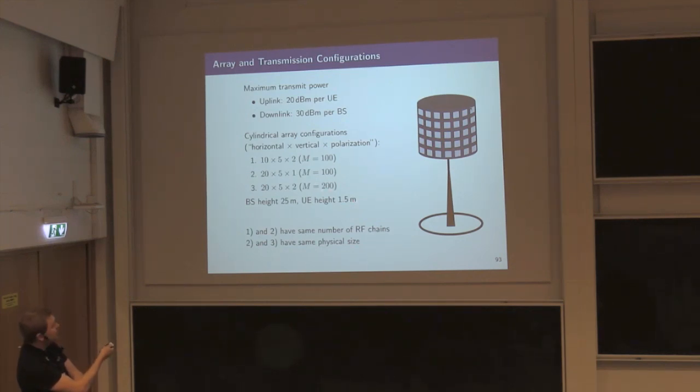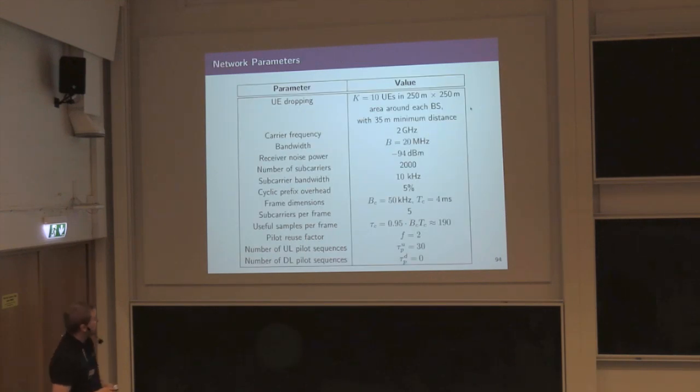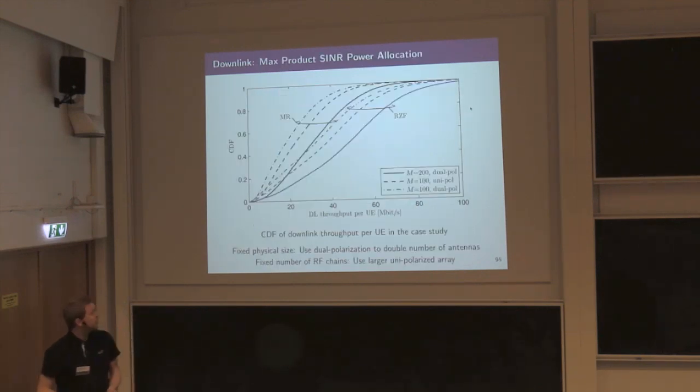And the reason to look into these 3 different cases is that in the first two, you have the same number of RF chains. So then you can look at, would you like to have a larger or smaller array? Would you like to have polarization or not? And in the other 2 cases, you have the same physical size. It's the physical size and not the hardware that's limiting you. There are some assumptions you can look into, but it's quite similar to what we had before. Now we're dropping users randomly and associating them with the base station that gives the best path loss.